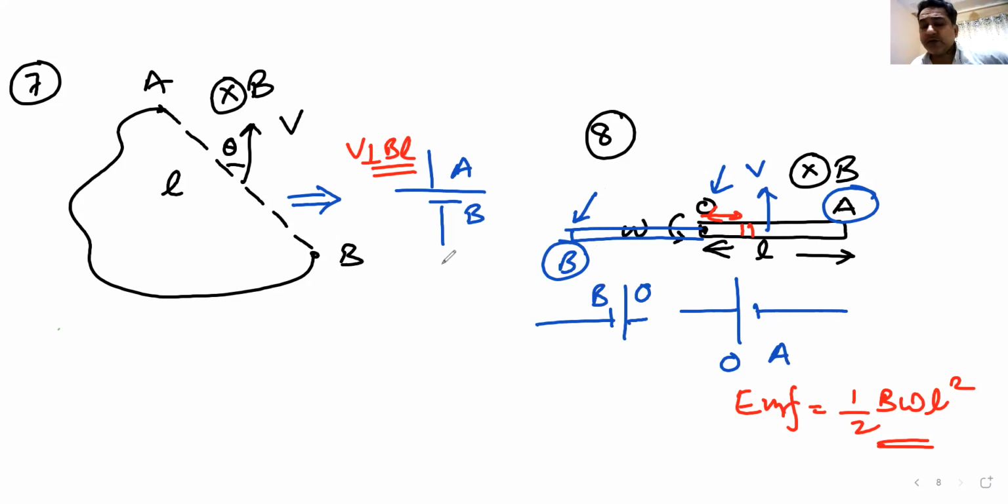What is the potential difference between O and B? Half B omega L square. What is the potential difference between A and B? B omega L square. Stupid. 0. O and B is half omega B L square. A and O is also the same. O is at a higher potential. So what is the potential difference between A and B? 0. Yes, sir, 0. Equipotential points.